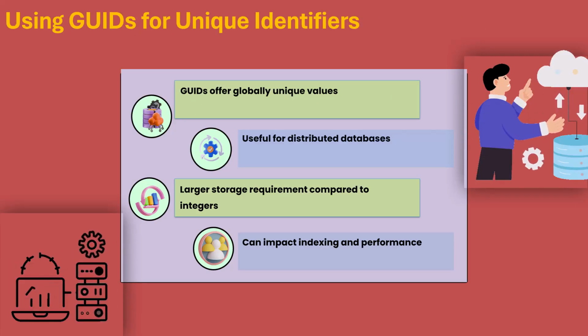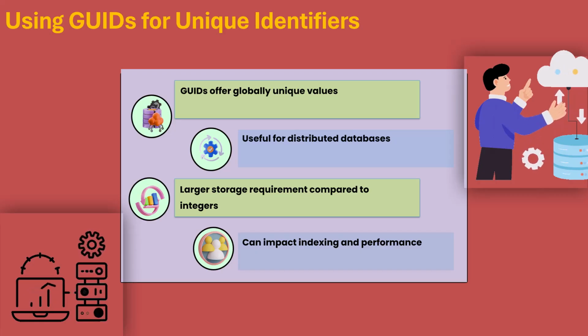GUIDs are like digital fingerprints, totally unique. They shine when working across distributed systems, ensuring no ID clashes. But there's a trade-off. They take up more space than simple integers. Plus, indexing can slow things down. So while GUIDs give unbeatable uniqueness, they're not always the speediest choice. It's a balance between global uniqueness and performance.